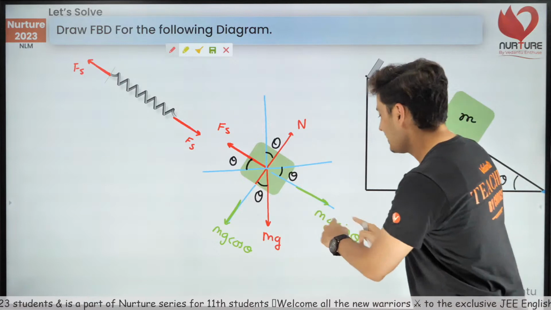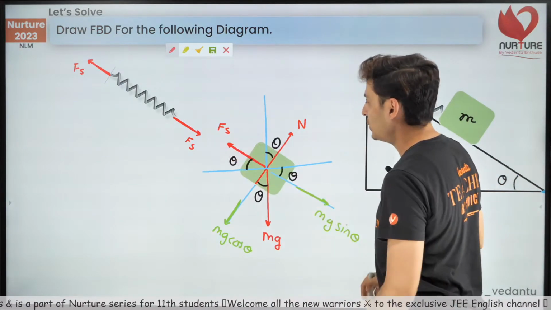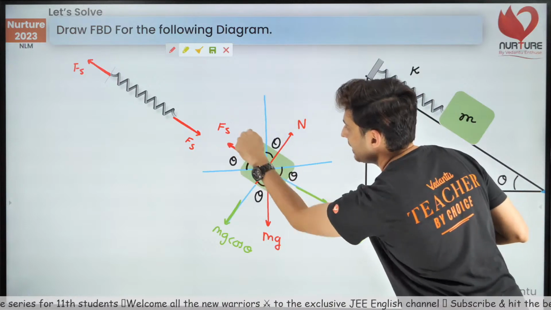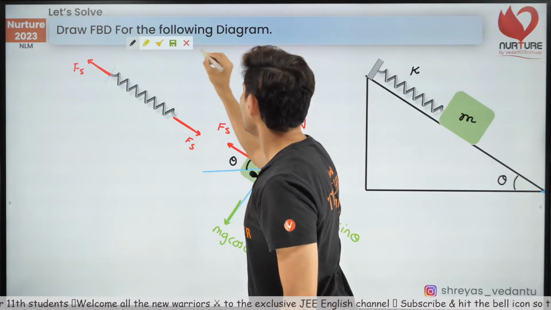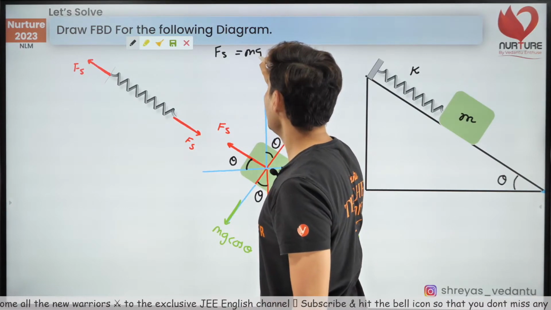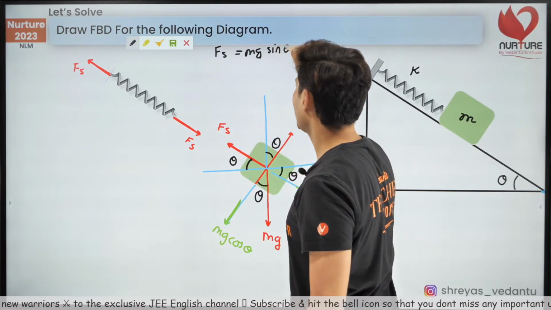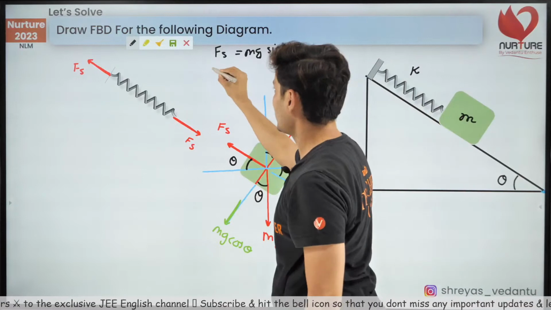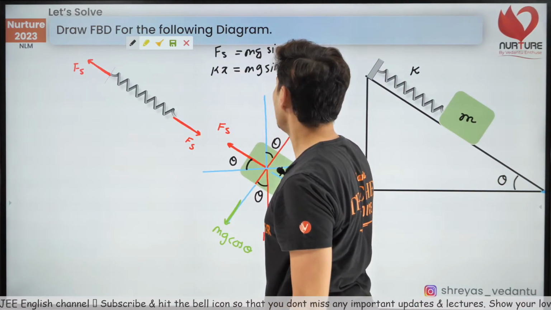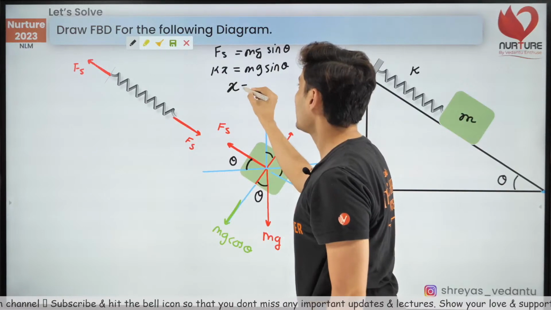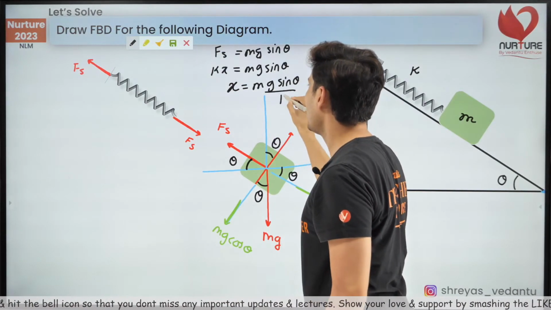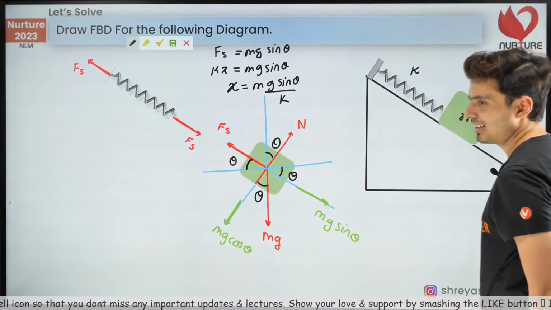Now, if this is mg sine, this is mg cos, all you need to do, think mg sine is balanced by fs. Interesting. fs is balancing mg sine theta, correct? And what is fs? fs is kx. So kx is mg sine theta. Therefore, x is equal to mg sine theta by k. I have found the extension, guys.